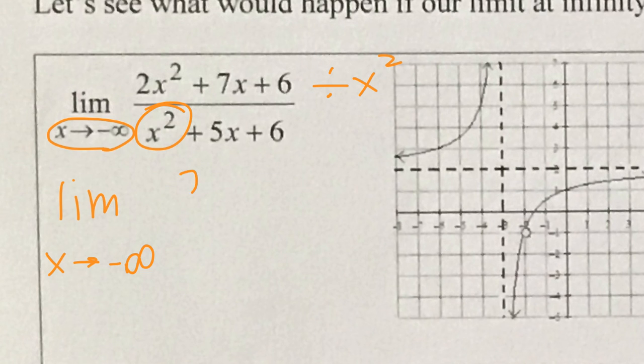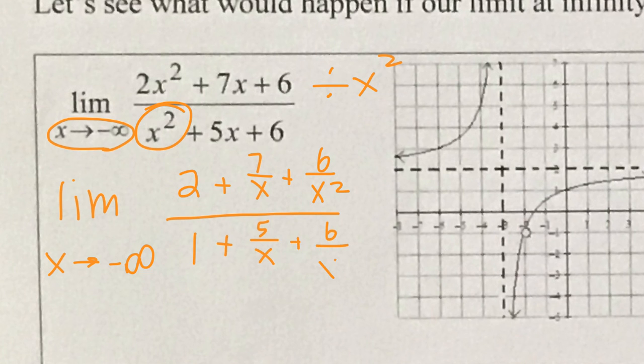So the top will be 2 plus 7 over x plus 6 over x squared again. And the bottom will be 1 plus 5 over x plus 6 over x squared. Okay, calculus wants to see your limit analysis. The AP people want to know that you know why it's 2 over 1.